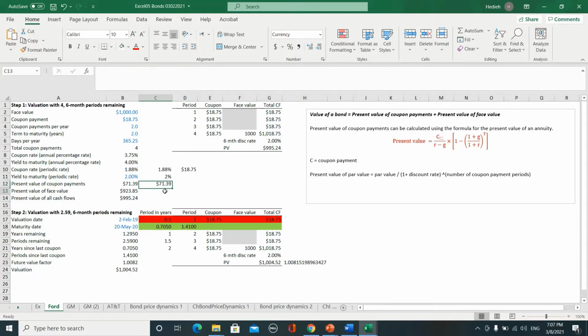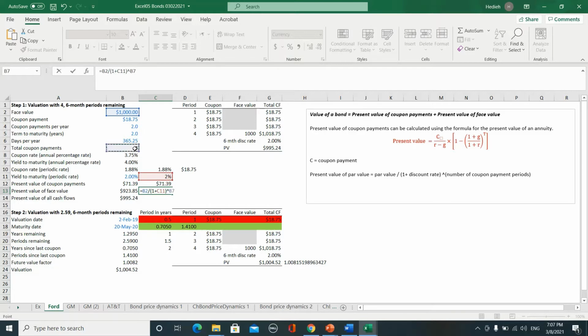Now you want to find the present value of a single cash flow that you receive at the end of the life of a bond. That cash flow is your face value, $1,000, divided by 1 plus your discount rate. Your discount rate is for a semi-annual period. How many periods do we have in 2 years? You have 4 periods. So you discount your face value that you receive at the end of the life of a bond for 4 periods and you click enter.